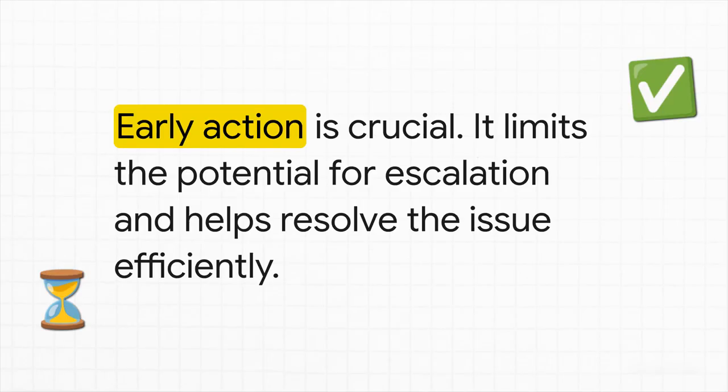If there's one really important takeaway here, it's this. Acting quickly and cooperatively makes all the difference. The sooner you identify the problem and start the corrective filing process, the more straightforward it's going to be. Prompt action is your best friend here. It truly limits the potential for the situation to escalate.